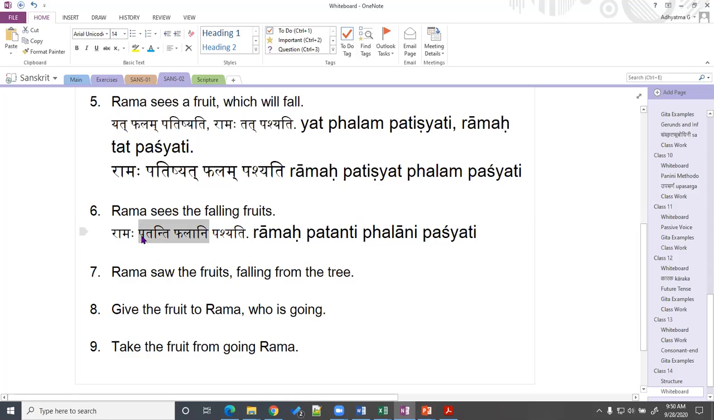So you could potentially make it two sentences. You can say fruits are falling, Rama sees. But then the two become independent sentences. There is no connection. If you make it two sentences, it does not say Rama sees the falling fruits. It will be Rama sees, fruits are falling. They become two completely independent sentences.